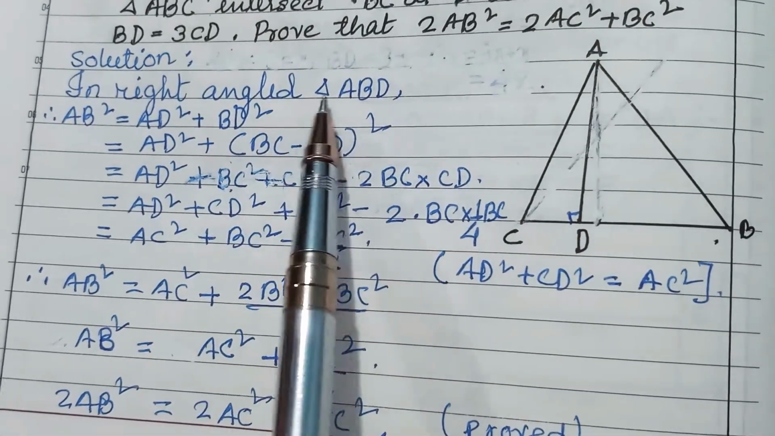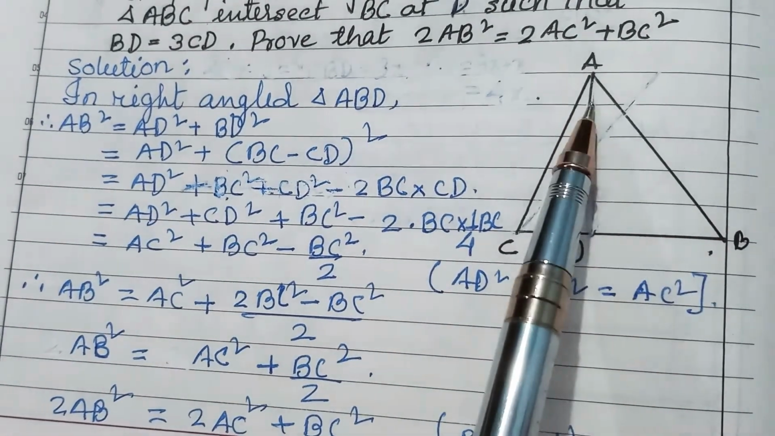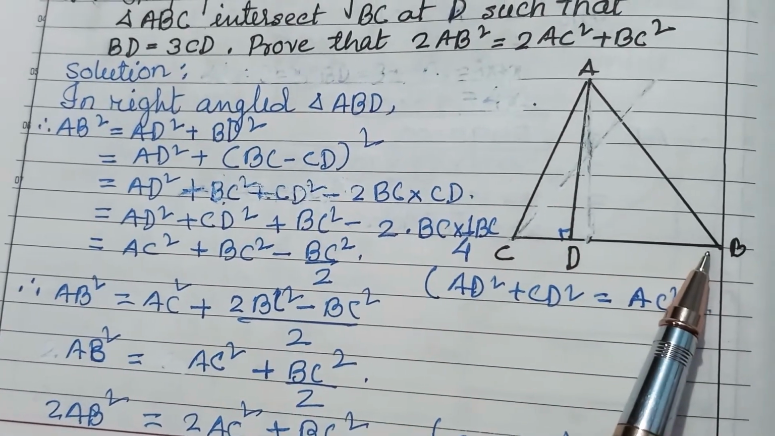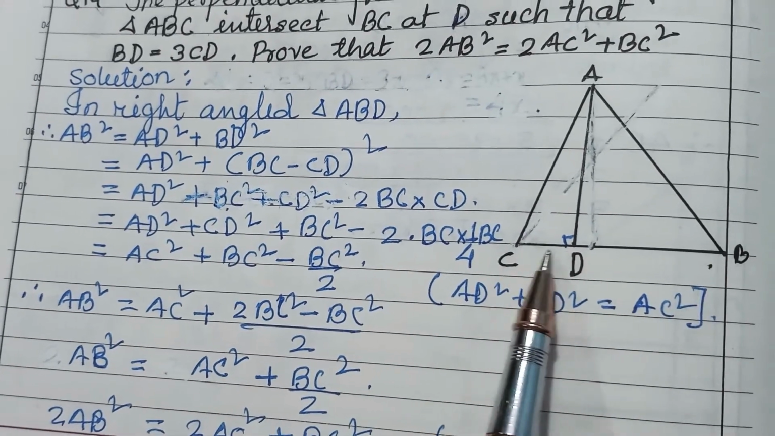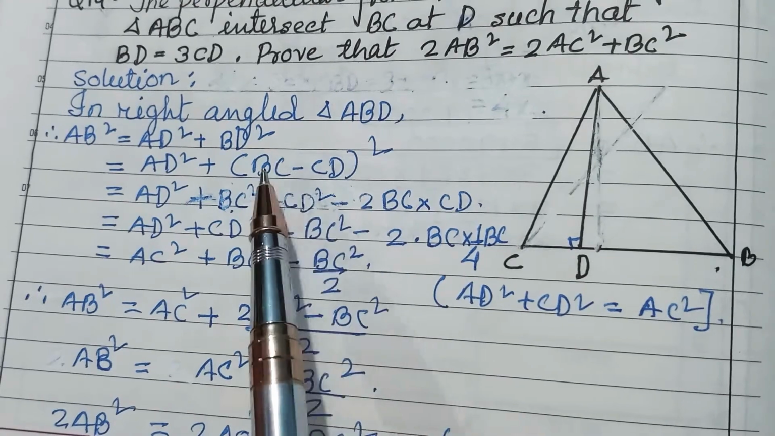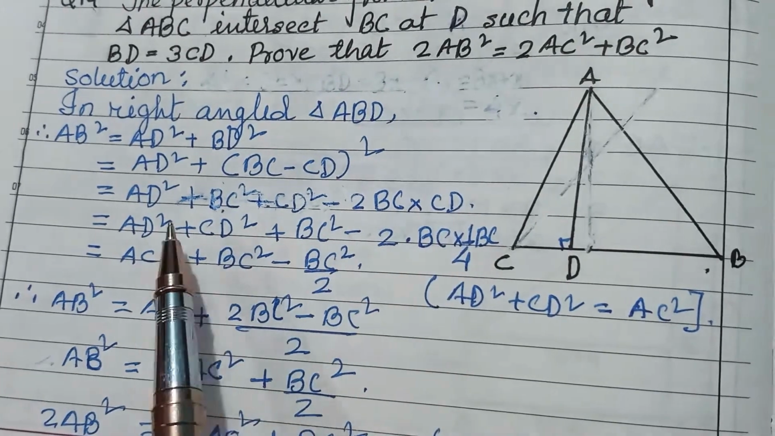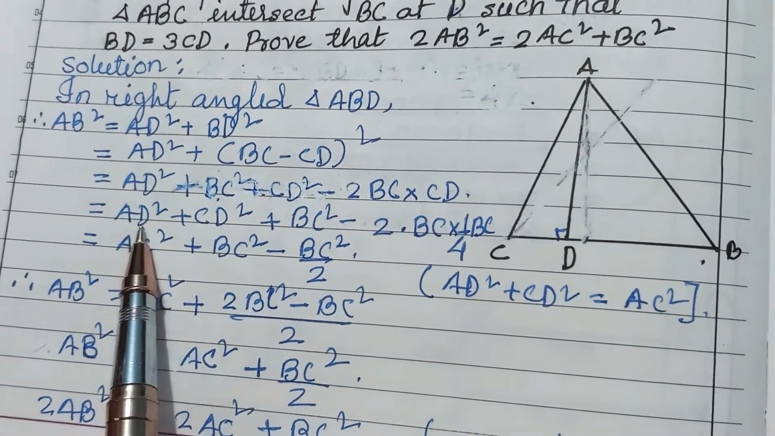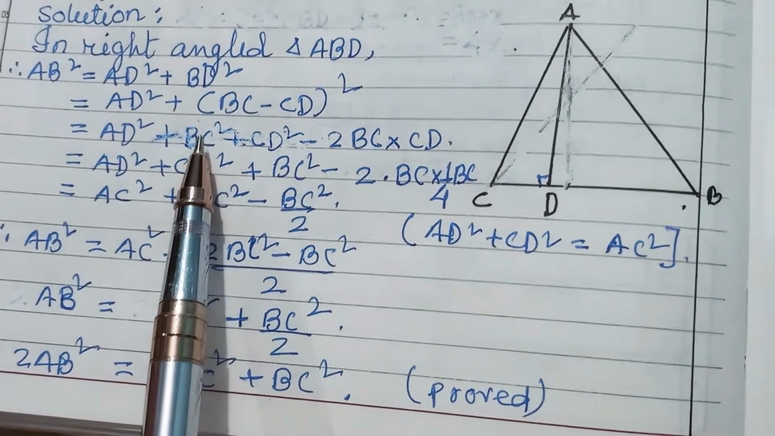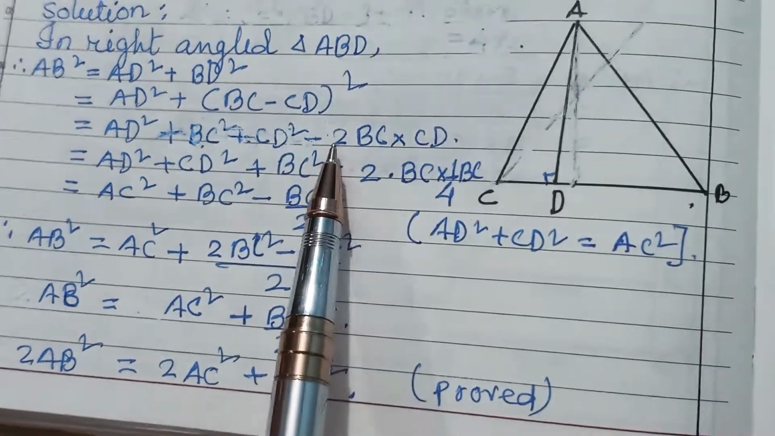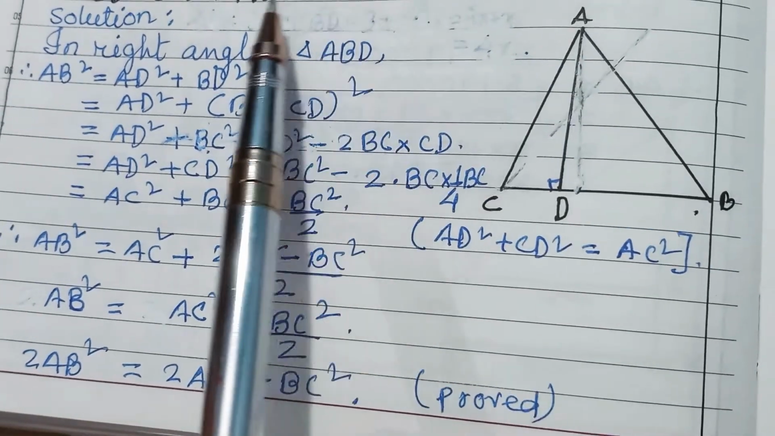Now right angle triangle ABD, this right angle triangle you take, AB square is equal to AD square plus BD square. BD is equal to BC minus CD whole square. Now by identity it is BC square plus CD square minus 2BC into CD. Now substitute its value as AD square is equal to CD square plus BC square minus 2BC into CD.